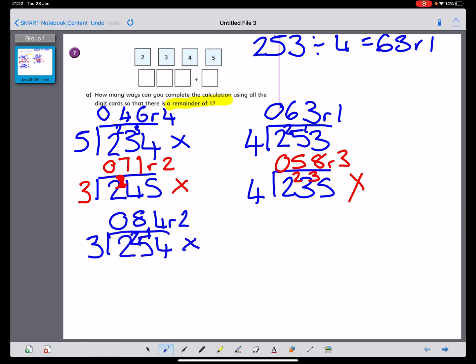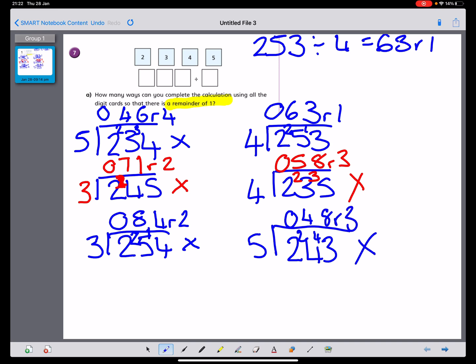And then finally, the ones beginning with a 2, I can have 2, 4, 3. And I'm missing 5 there. 5s into 2 don't go. 5s into 24 go 4 with 4 left over. 4s into 43 go 8, remainder 3. So again, that does not work. So I've only got 1 there that does work. So I've made all of the numbers that I can that start with a 2 in my hundreds column.